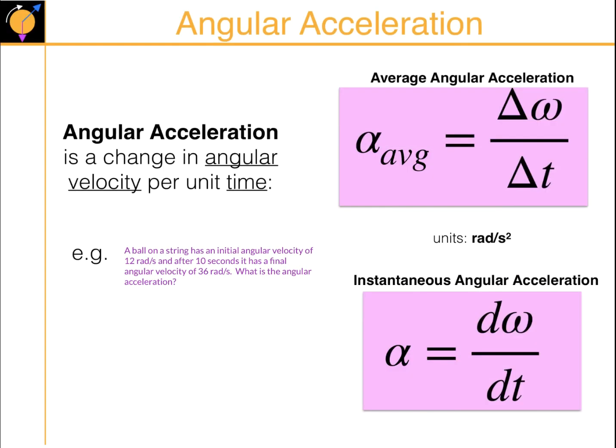So what's next? We did angular position, we did angular velocity. So the next thing would be angular acceleration. We start with the average angular acceleration. It would be the change in angular velocity divided by the change in time, or in the instantaneous version, d omega dt, and of course it will have units of radians per second squared.